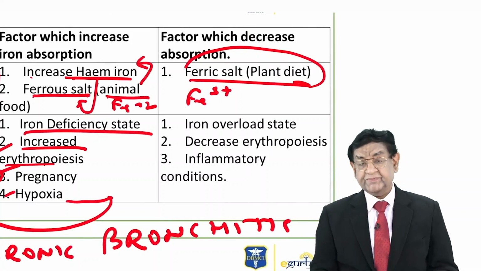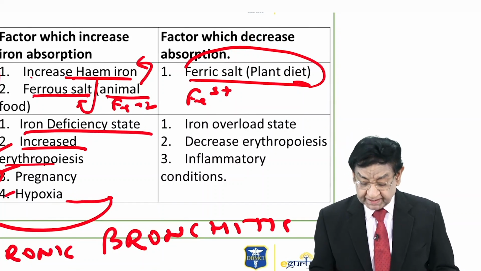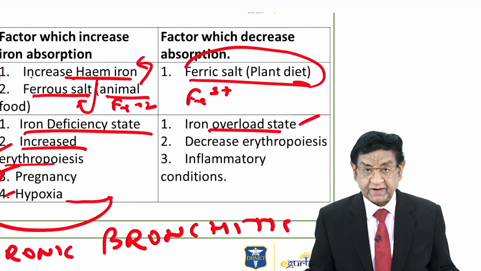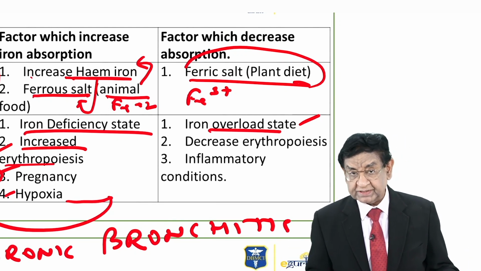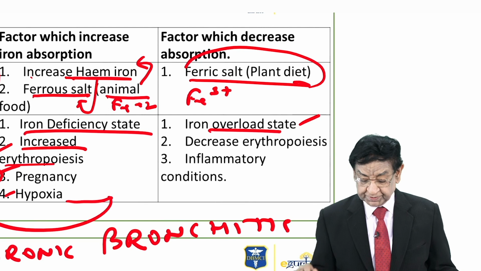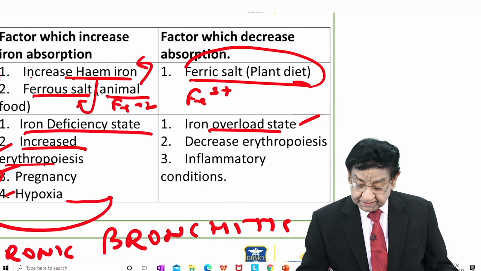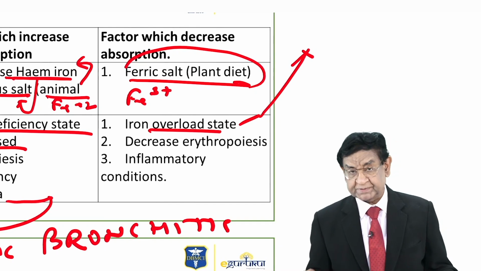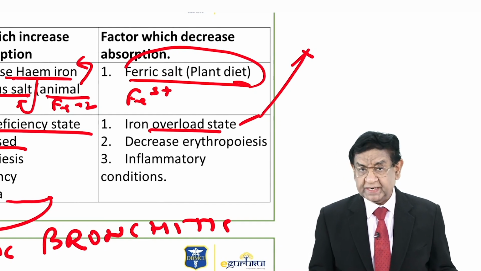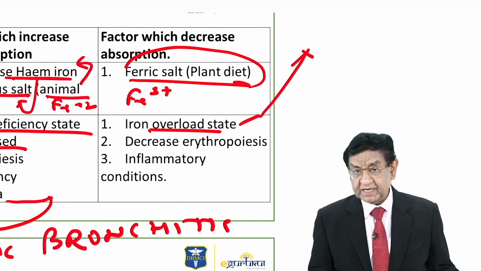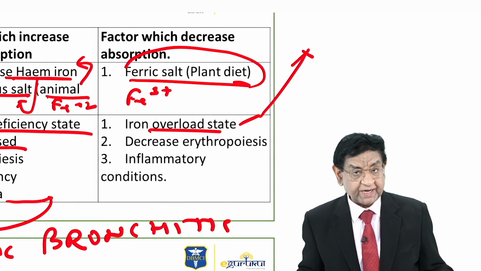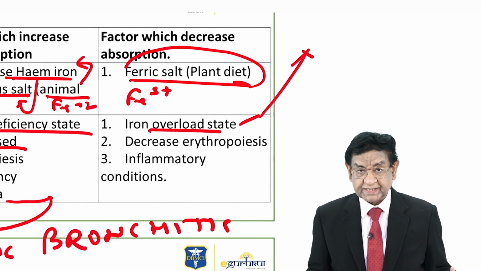Now, factor which reduces iron absorption other than the plant diet, iron overload state. If the body has enough iron, body will like to reduce iron absorption. But there is an exception also. In medical science, there is nothing like absolute. Stop the video, write down the answer. In which iron overload state is iron absorption still very high? Write the answer. Stop the video.